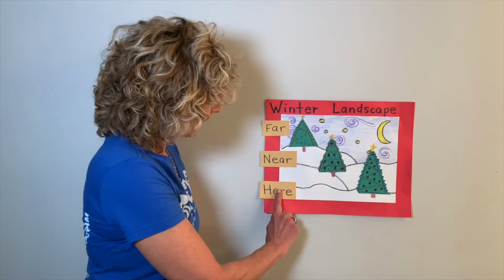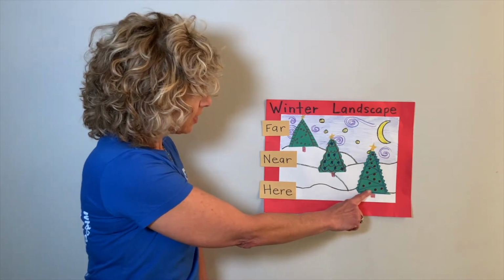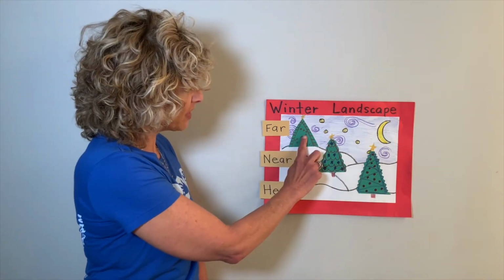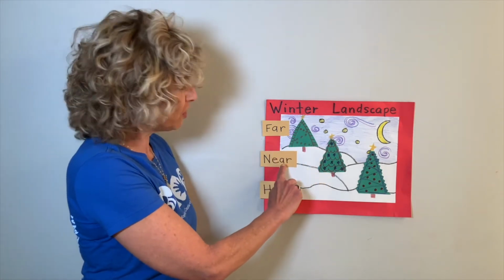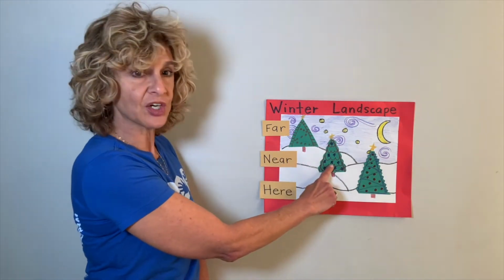We will learn what makes art be a landscape, and we will look at 3 different landscape paintings. We will learn some art vocabulary like foreground, middle ground, and background. We will identify the trees that are closest to us as here, the ones that are far away from us as far, and the ones that are pretty close to us as near.